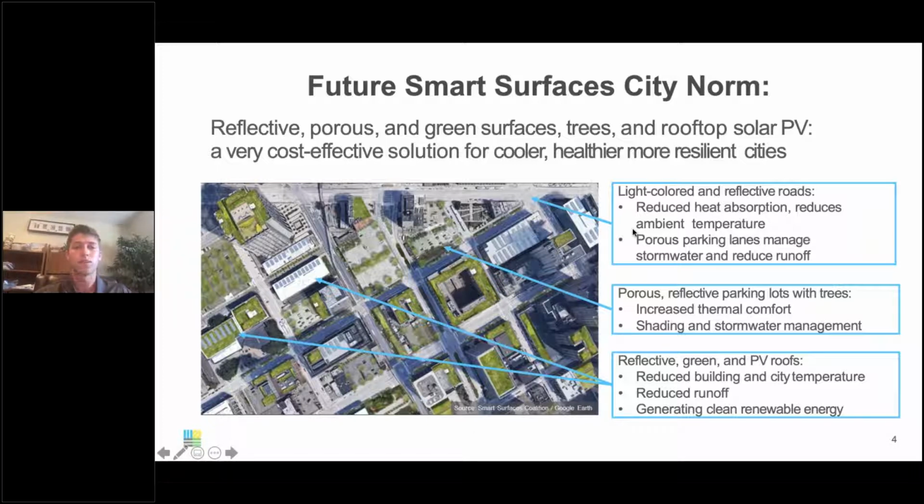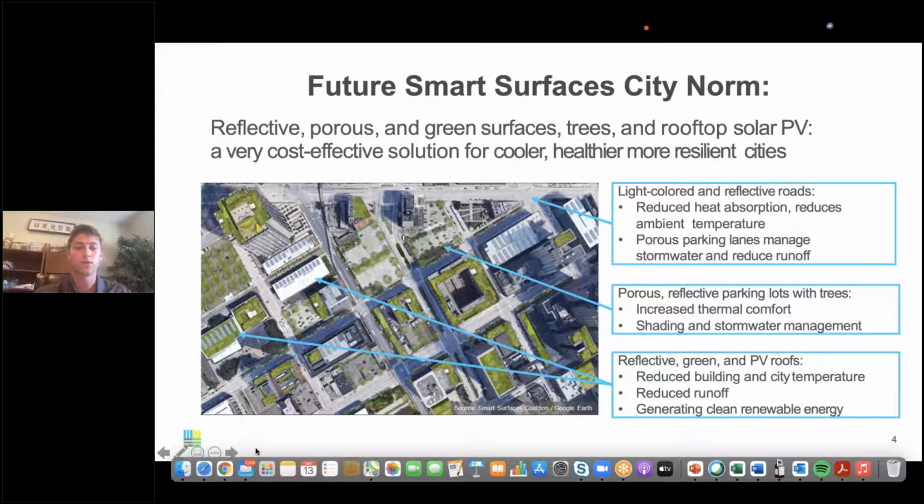But overall, increasing reflectivity and increasing porosity just makes cities healthier. It makes them more livable, more walkable, gets communities to be more active, and it ultimately transforms the way that cities think about their surface decisions to have a more resilient attitude.